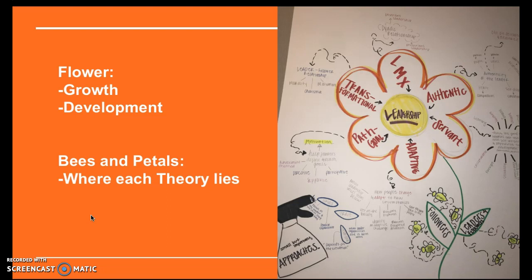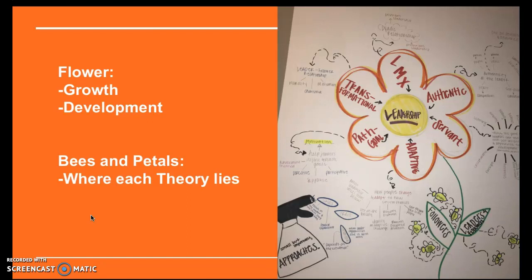I came up with the idea based off our student example we were given, because I really liked her idea on growth and development, as I think those are two important things with leadership. So I wanted to center my concept map around those ideas as well.